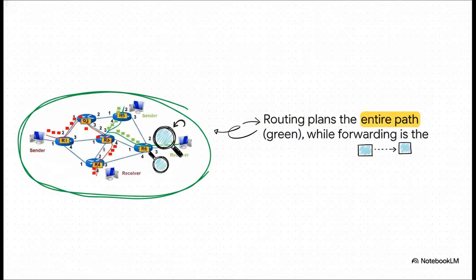And this visual just illustrates it perfectly. The routing algorithm is what comes up with that entire green path, all the way from the sender to the receiver. But forwarding? That's the individual decision happening inside router R5 and then again at R6, just to move the packet along that path, one little hop at a time.